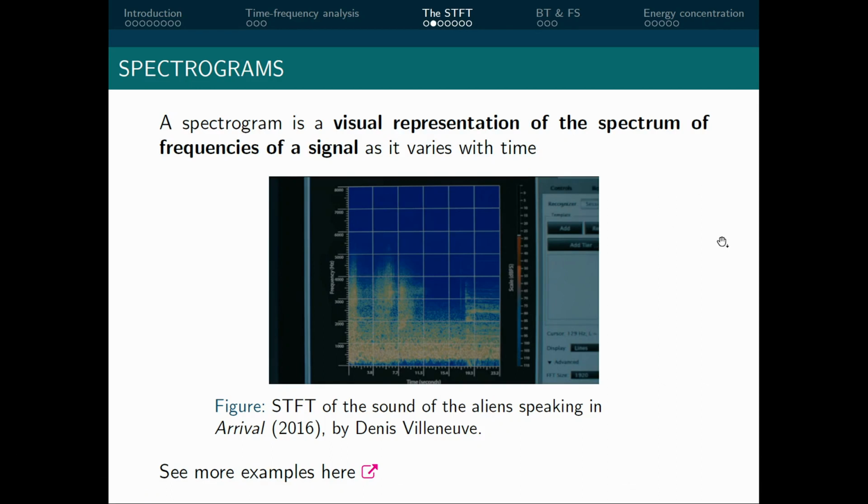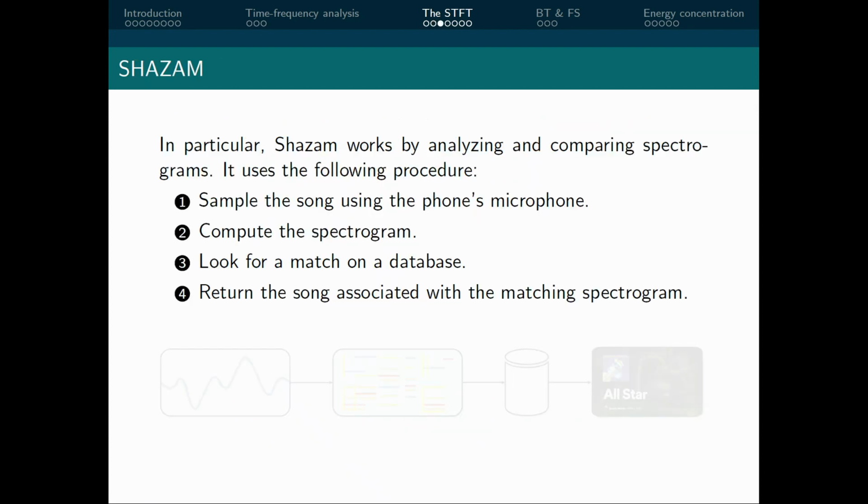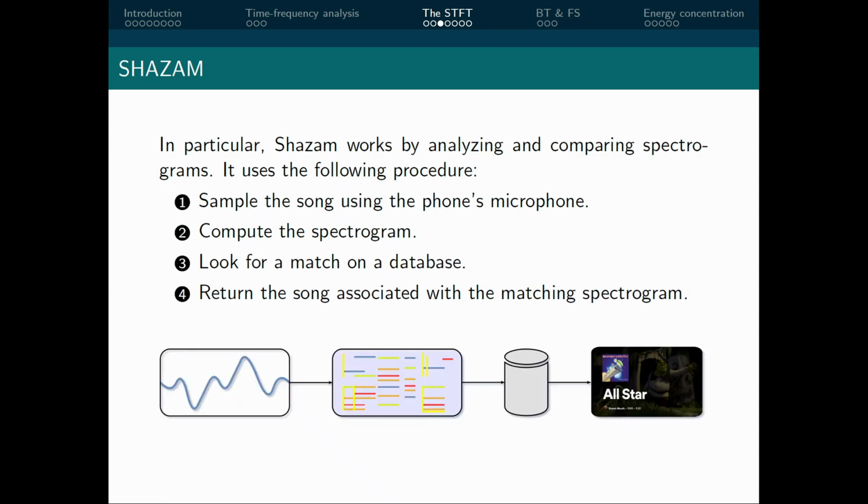So basically you have a lot of information in the spectrogram, and that's how Shazam works. If you've ever wondered about this, it samples the song using your phone's microphone, then computes the spectrogram, and then compares it in a database with the spectrograms stored there. If there's a positive match, it will give you back the song that has that spectrogram. So these would be basically the steps. Yes, it will always give you back All-Star.